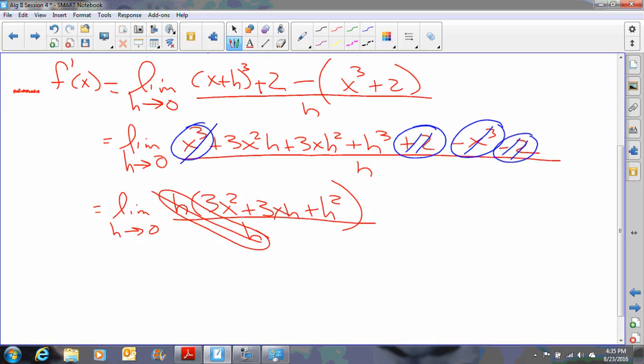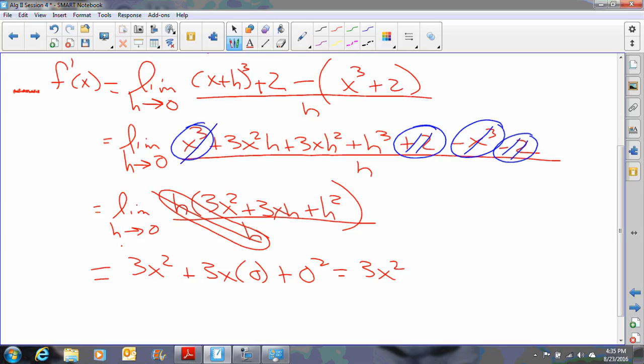So I can cancel that out since I'm taking the limit. And then I do direct substitution, and I get 3x squared plus 3x times 0 plus 0 squared, which turns out to be just 3x squared. So the derived function for x cubed plus 2 is 3x squared.